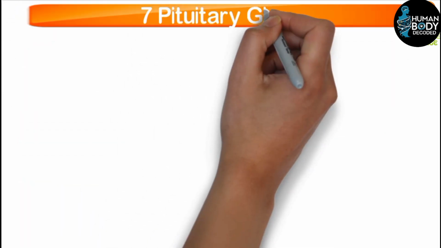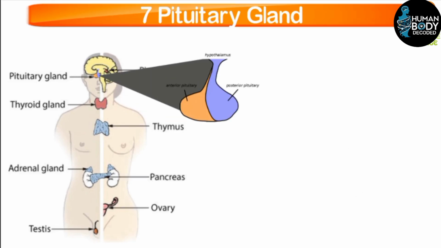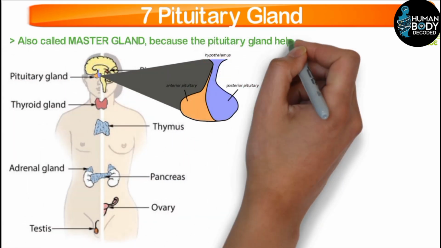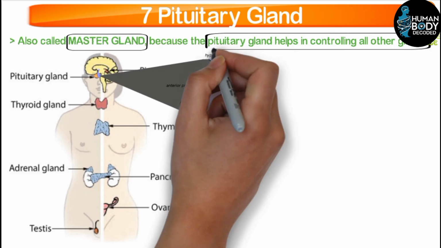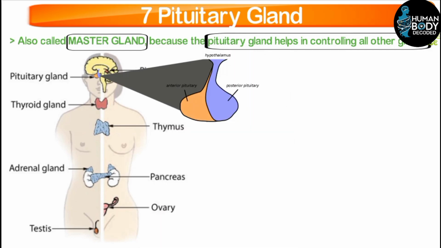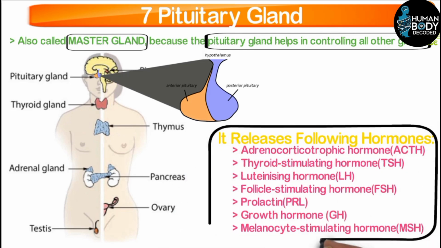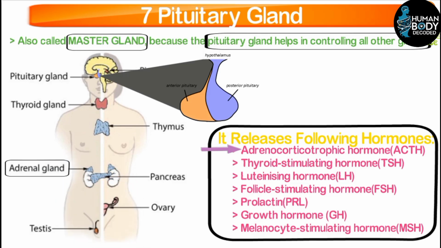Now we come to gland number 7, which is called the pituitary gland. Students, we call this gland the master gland. We call it the master gland because this gland controls almost all other glands in our body. How? Look, I'll tell you the names of some hormones. The pituitary gland produces many hormones, like ACTH, adrenocorticotropic hormone. What does this hormone do? It stimulates the adrenal cortex, which is a gland.